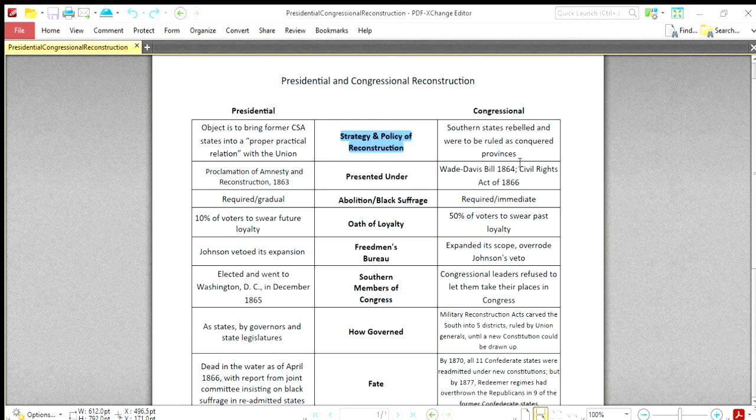Congress took another perspective, saying that these Confederate states formed a separate country, were conquered, and could be ruled as conquered provinces. Congress saw no need to quickly get those former Confederate states back into the Union, especially if they were not making necessary reforms.